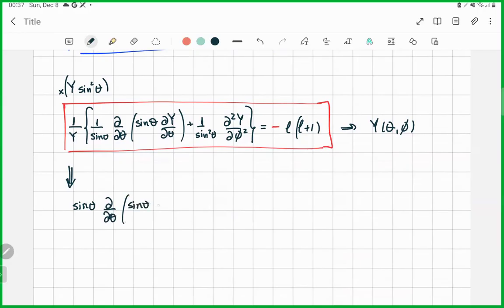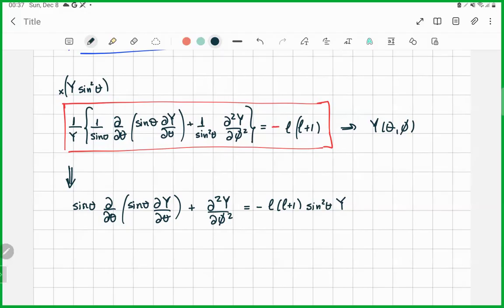Okay. And you see that this Y disappeared. Okay. The second term, no theta at all. And so we have just the part in phi. And on the right side, minus L plus 1. We multiplied everything by sine squared, so there it is. And we multiplied everything by the function.